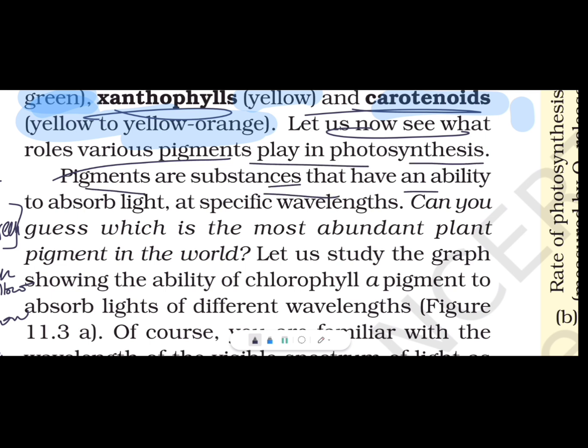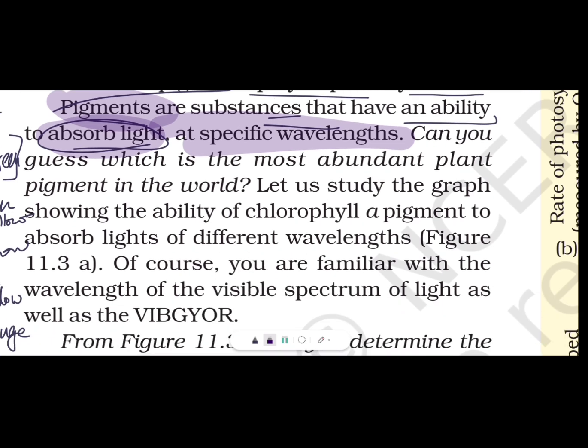Pigments are the substances that have the ability to absorb. So if you want to note down the keywords of pigments, we can note down over here. Pigments are the substances that have an ability to absorb light. Only the thing which has the ability to absorb light at a specific wavelength is a pigment. Each pigment has a specific wavelength so that it can absorb a specific magnitude of light. Can you guess which is the most abundant plant pigment in the world? Do you know?